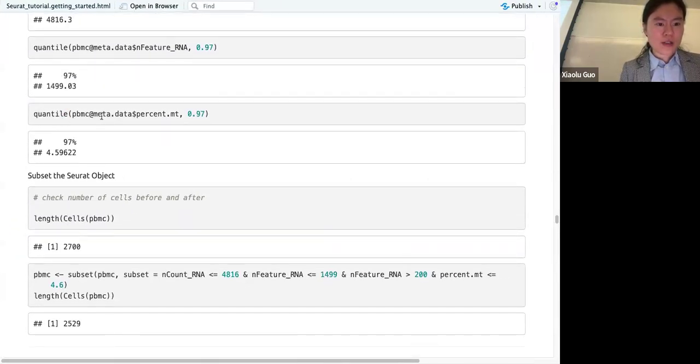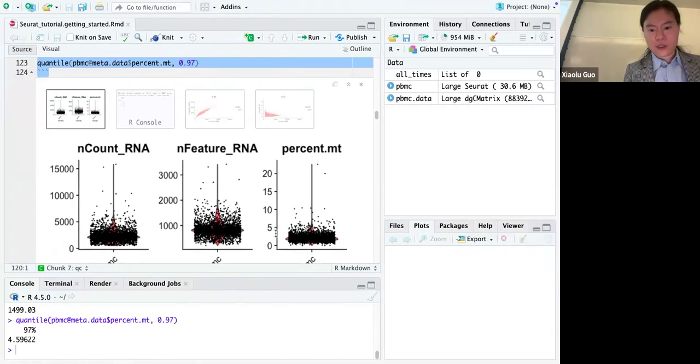And also for the mitochondria mRNA, that's 4.6%. So the value is approximately here, and those cells will be considered as higher.